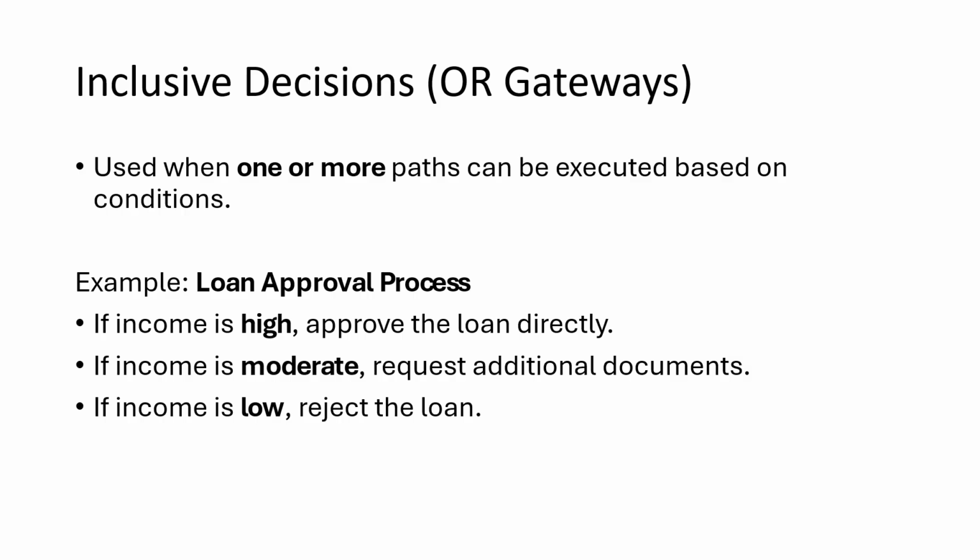Inclusive decision or OR gateway, used when one or more paths can be executed based on conditions. Example, loan approval process. If income is high, approve the loan directly. If income is moderate, request additional documents. If income is low, reject the loan.